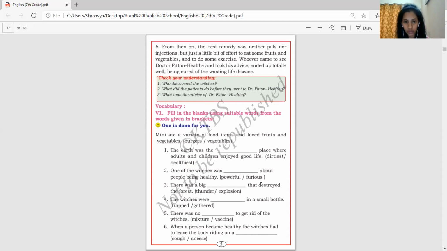Now that you've paused the video and you're playing it again, let's go to question number 3. Let's see what the answer for that is. There was a big dash that destroyed the forest. There was an explosion, correct? The witches were dash in a small bottle, trap. There was no dash to get rid of the witches. Vaccine. There was no vaccine, no injection. When a person became healthy, the witches had to leave the body riding on a, what's the new word? Sneeze.